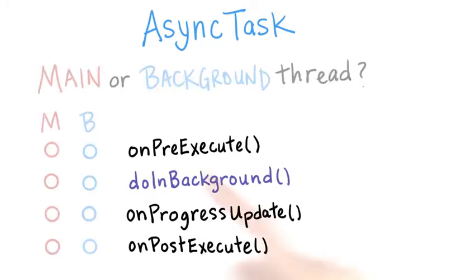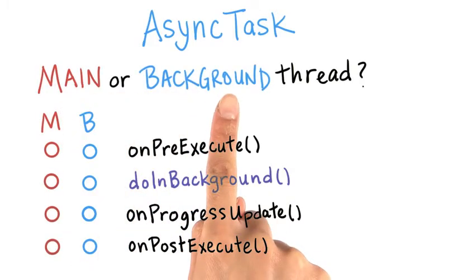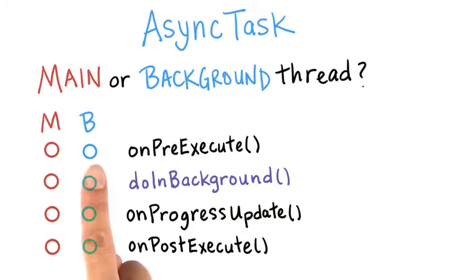For each method, tell us whether it's on the main or background thread. You have a 50% chance of getting each one correct, or 100% if you actually go check the Javadoc, so go do that now.